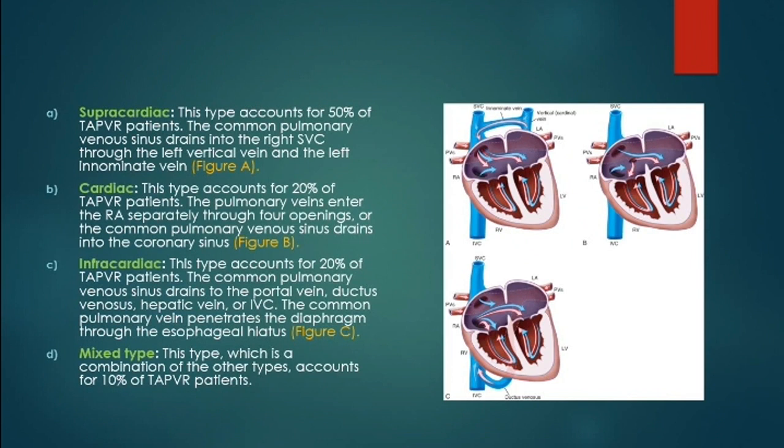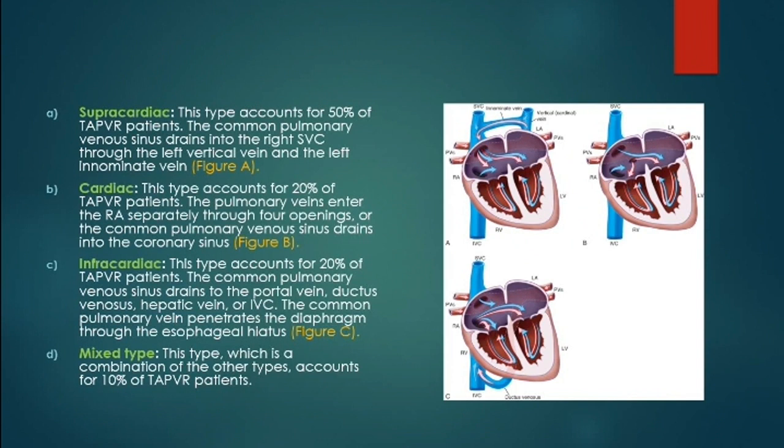This type represents around 20% of cases where the pulmonary veins enter the RA separately through 4 openings or drain by a common pulmonary venous sinus into the coronary sinus to the RA.